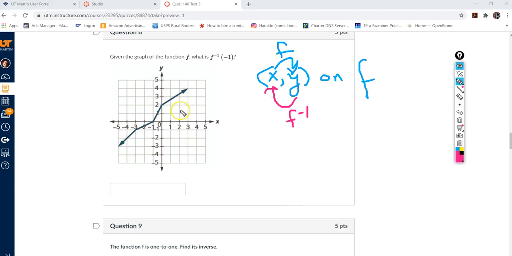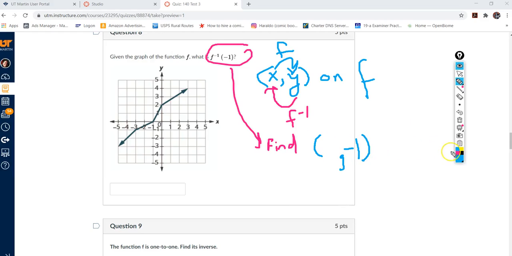Okay, this is the graph of f. So what is f inverse of -1? You try to find the point on f whose y coordinate is -1. And then what f inverse will do is it will map the y coordinate into the x coordinate. And so here is the point on the graph of f whose y coordinate is -1. And the coordinates of this point are 3, -1.